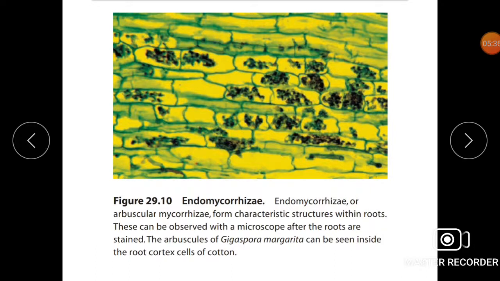The structure of endomycorrhizae present in the cortex cells of cotton. These black spots are the endomycorrhizae.